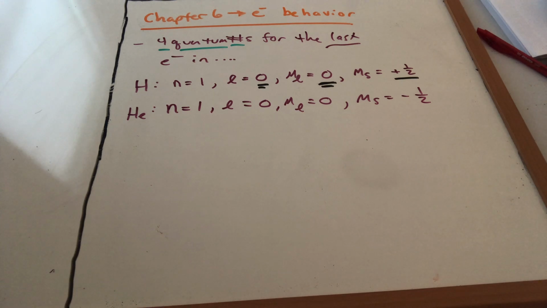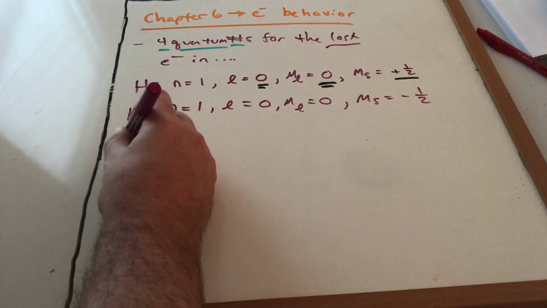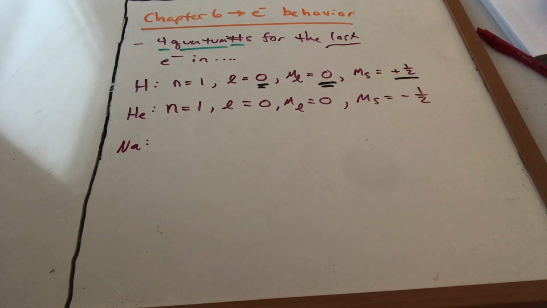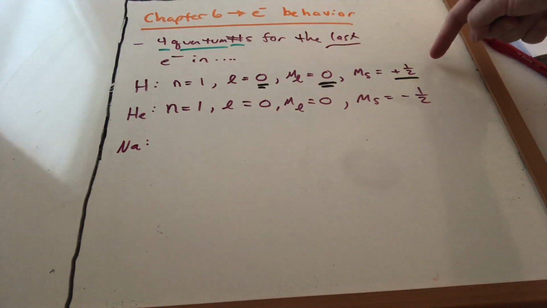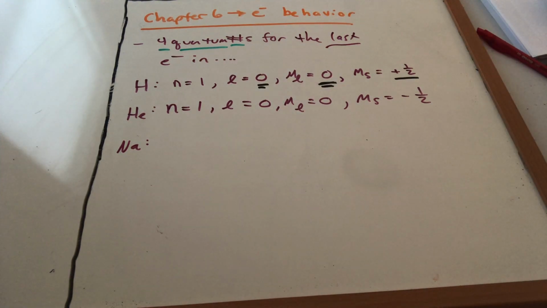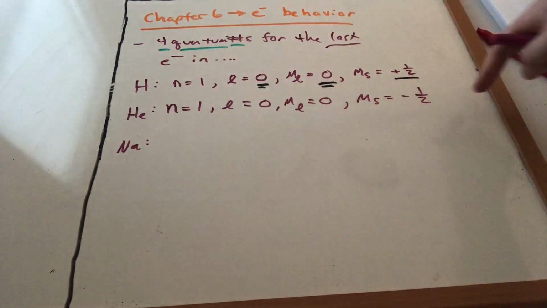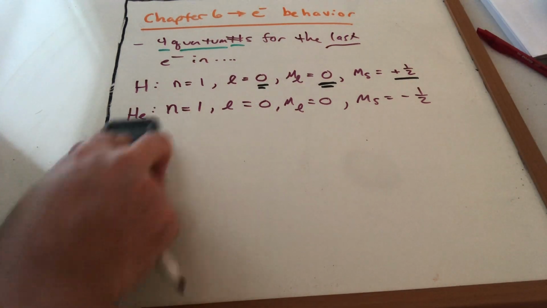Okay, great. So now we go on to sodium. Where does the first electron in sodium go? It goes here. Where does the second electron in sodium go? It goes here. Ooh, sorry, lithium. My bad. Sorry about that.